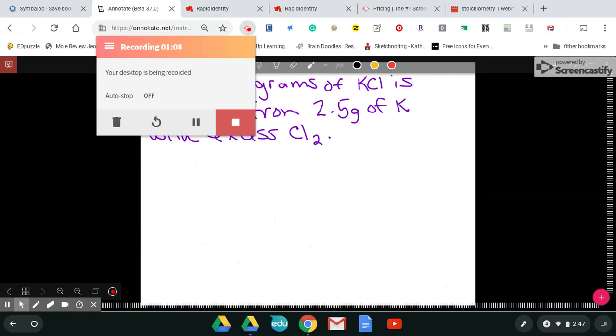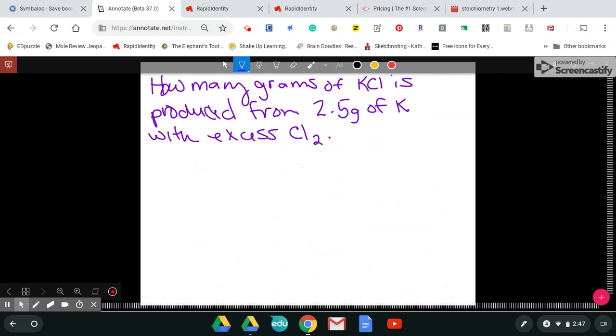All right, so let's go and look at another problem. I want to start with step 1, write a balanced equation. How many grams of KCl is produced from 2.5 grams of K with excess Cl? Don't worry about what that word excess means. So I'm taking potassium plus chlorine, and I'm producing KCl. You need to balance it, so put a 2 and put a 2. Now I've got a balanced reaction. So that's step 1.